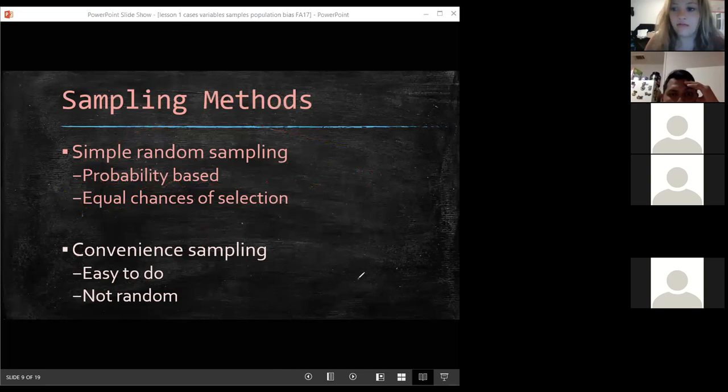Okay. Oh, a little dot there. How do I stop annotating? Oh, here we go. Okay.